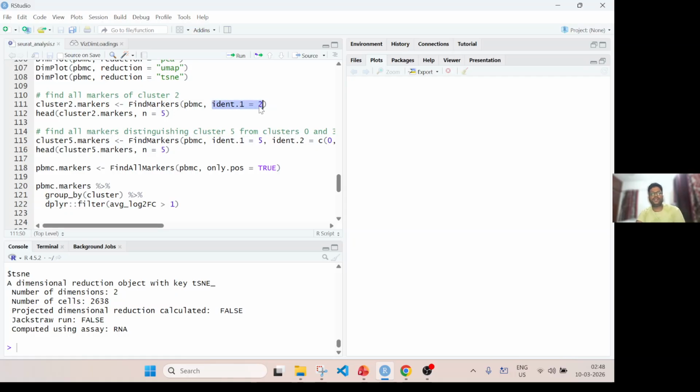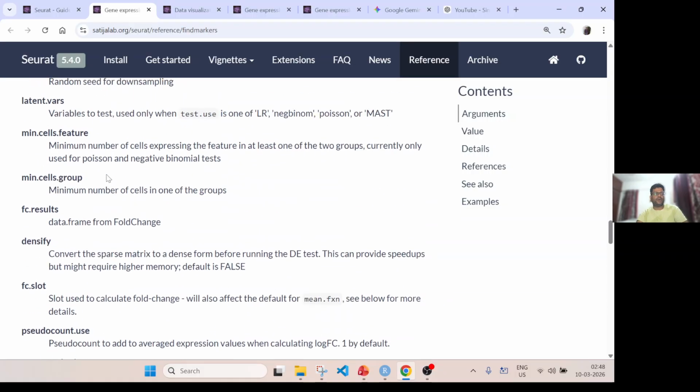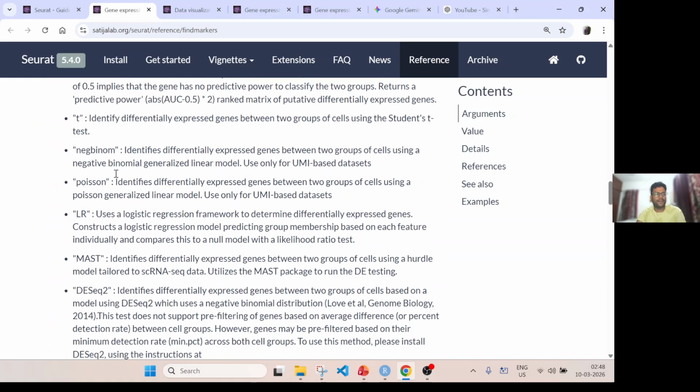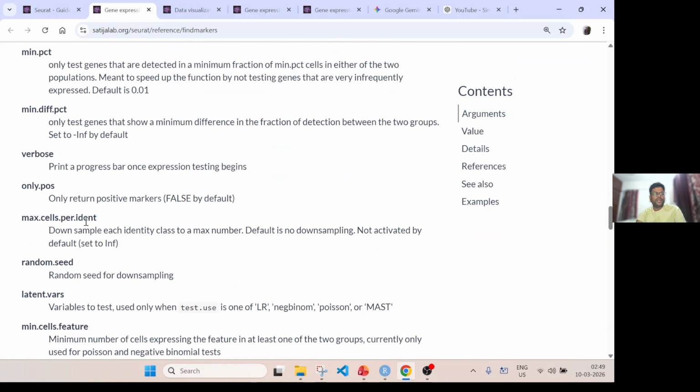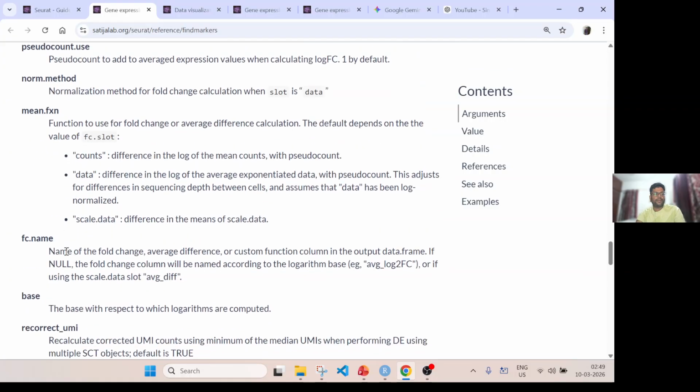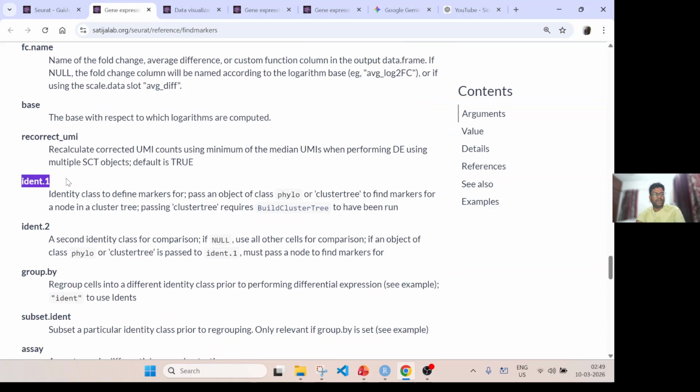Yeah, I think so, that's the name. I think cell 1 and cell 2 are the names probably. A vector of cell names belonging to group 1 and a vector of the cell names, the barcode names, right? So we don't use these two. Here you can specify which group to compare against which: identity 1, group identity, and cluster identity 2. Okay, so that is the thing.